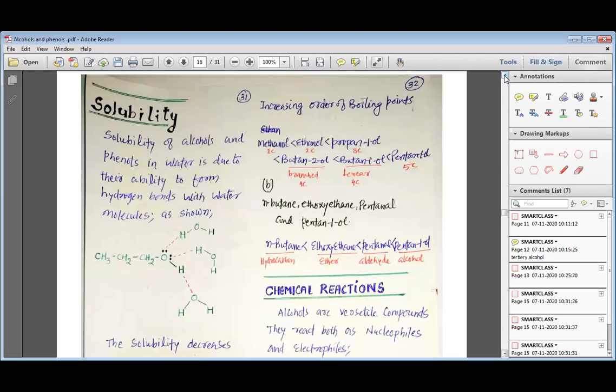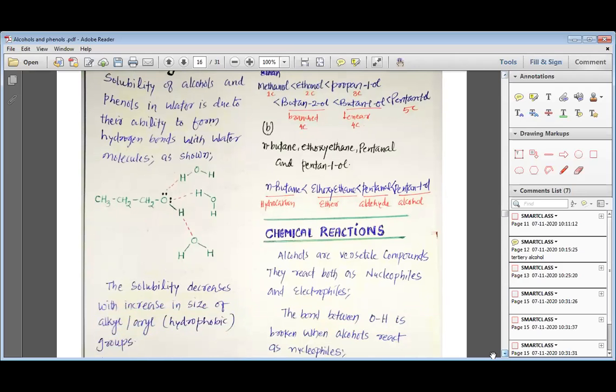Now, my dear students, the next topic to study is the solubility of alcohols and phenols. Solubility of alcohols and phenols in water is due to their ability to form hydrogen bonds with water molecules as shown above. You can see here, my dear students, this is our alcohol molecule. This alcohol molecule is bonded with the water molecules. You can see these are the various water molecules.